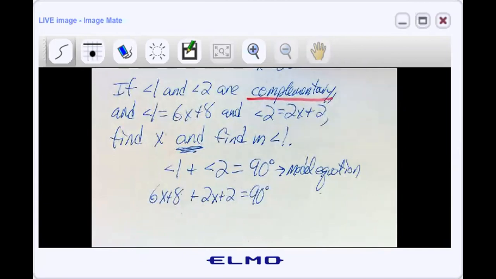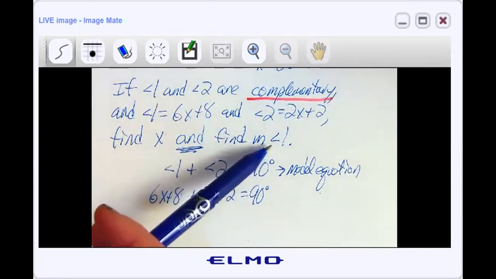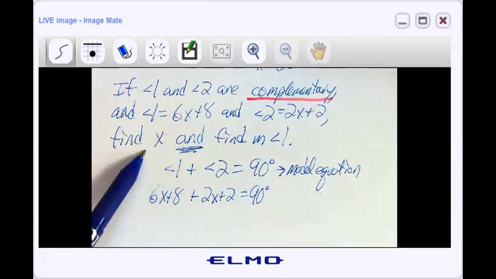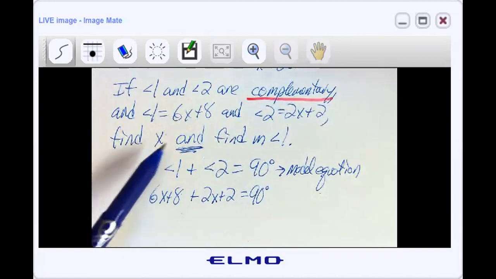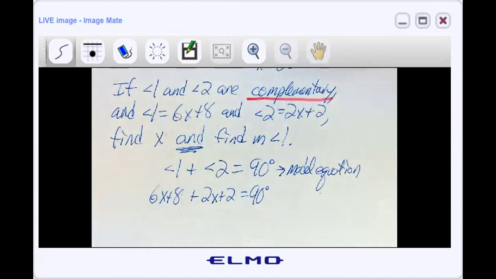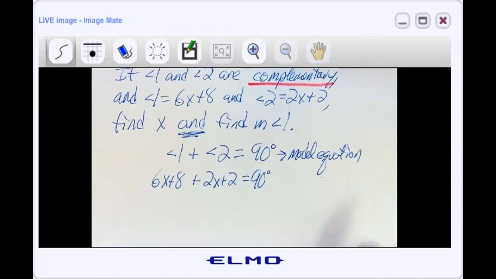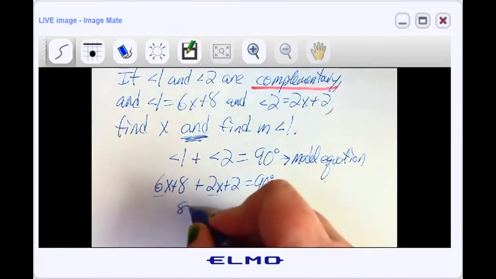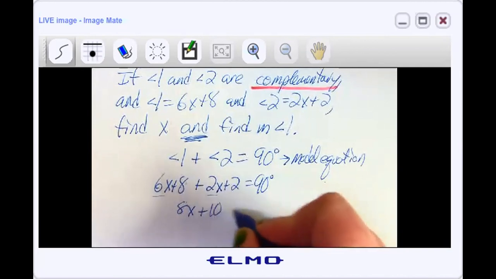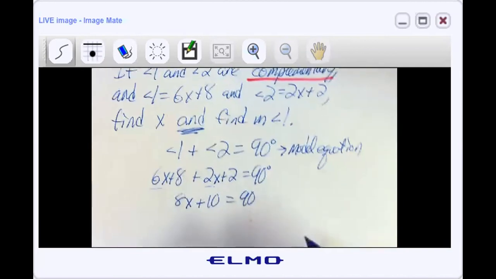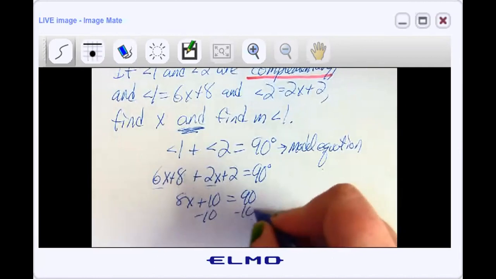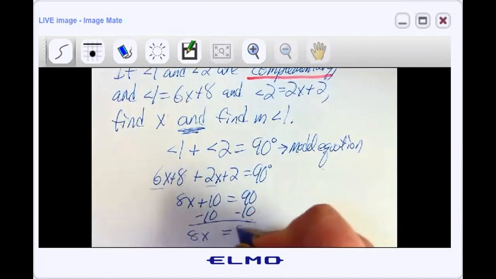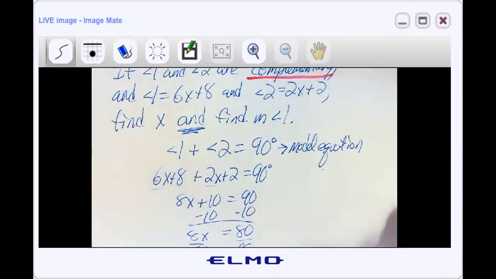Now you'll notice I did make this a two-parter. I asked you to find x and find the measure of angle 1. Well, let's just focus on finding x first, okay? Let's figure out what x is, and then I can go back and find the measure of angle 1 if that's what I want. All right, so let's go ahead and take a look. 6x plus 2x is just 8x. 8 and 2 is 10. So now I'm just going to solve. Again, if this is your issue, come to the help session so I can get you back up to speed. You should have gotten 10.